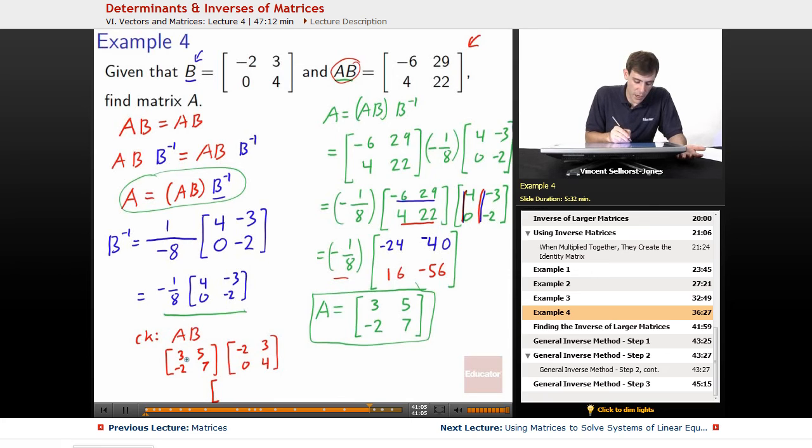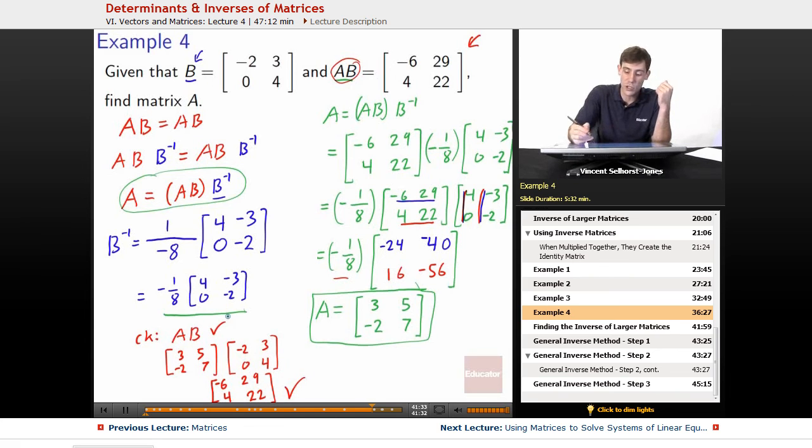The 3, 5 on negative 2, 0 is going to get us negative 6. 3, 5 on 3, 4 is going to get us 9 plus 20, so 29. Negative 2, 7 on negative 2, 0 is going to get us negative 2 times negative 2, positive 4. And negative 2, 7 on 3, 4: negative 2 times 3 gets us negative 6, 7 times 4 gets us 28. Add those together, you get 22. And so that is exactly the AB that we started with. So it checks out. Our answer is good.